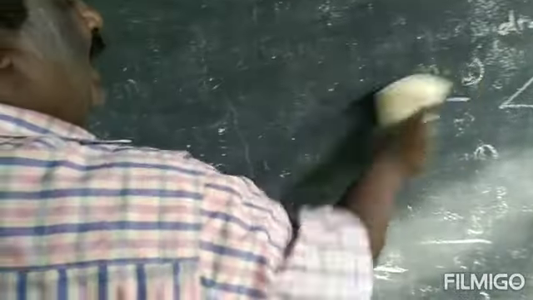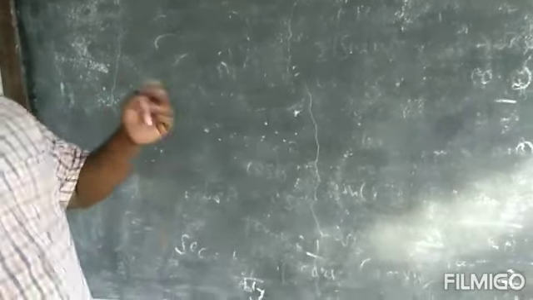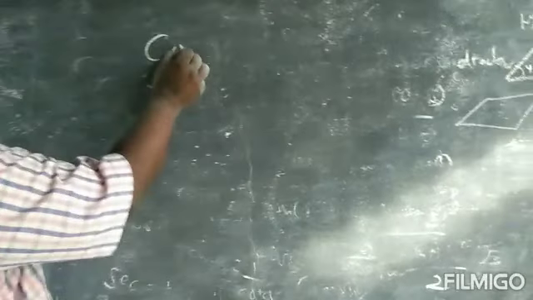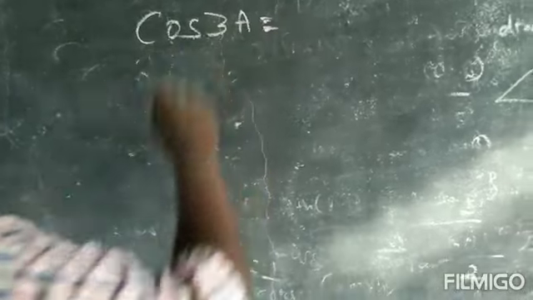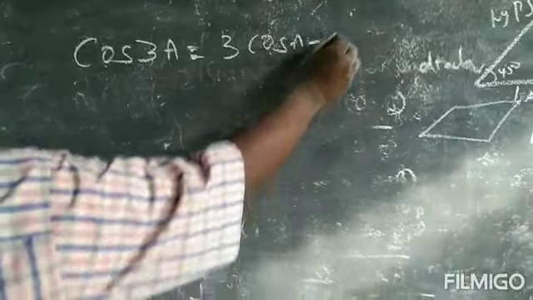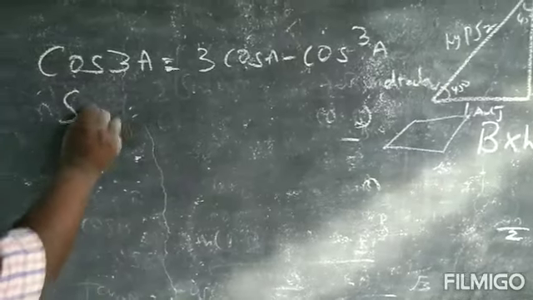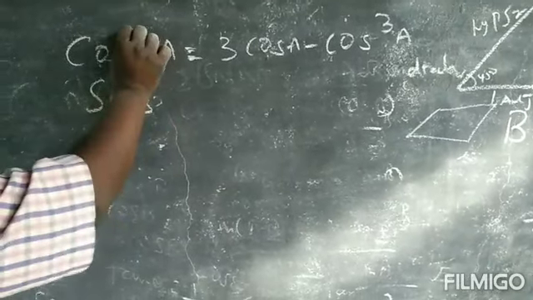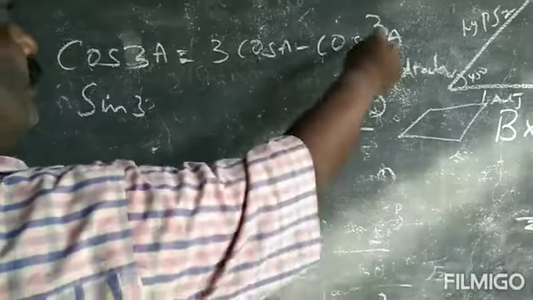So next, double angle identities, thereafter triple angle identities, and half angle identities. Cos 3a is equal to 3 cos a minus cos cube a. Sin 3a is equal to sin square. So here cos 3a is equal to 3 cos a minus cos cube a.